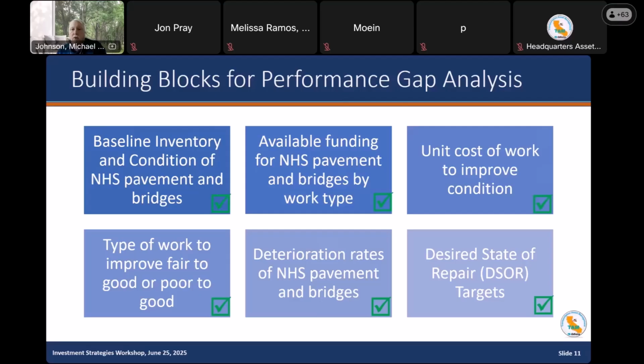The unit costs of work to improve condition, those were embedded within the performance targeting analysis tool that we gave you back in March. The type of work to improve fair to good or poor to good, those were also included in the performance targeting analysis tool. Deterioration rates for the National Highway System pavement and bridges were also included in that tool, as well as the targets that your agencies have established. Now, you have the opportunity to change your target if you wish, but you don't have to. And we preloaded it with your current targets that are, as far as we know, these are the current targets for each MPO in California.